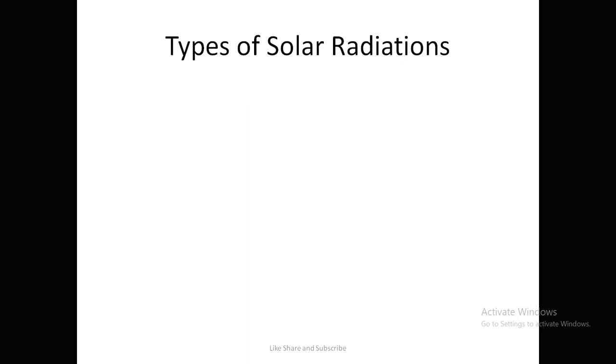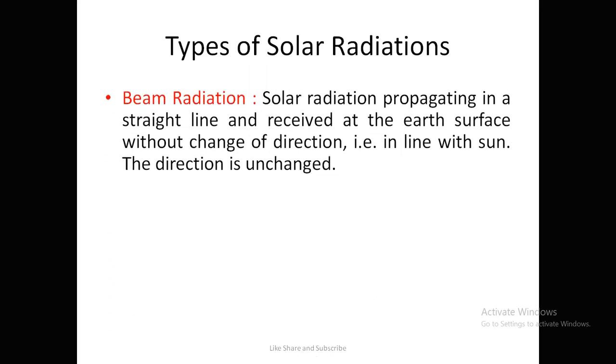So what are the types of solar radiations now? We have studied absorption, we have studied scattering, and we have studied reflection. So now we can see what are the different types of solar radiations. Beam radiation. What is meant by beam radiation? These are very important points.